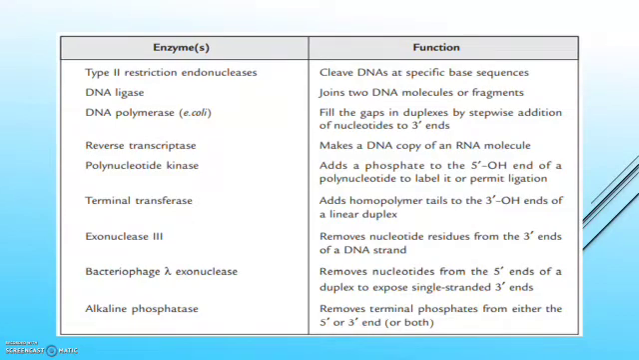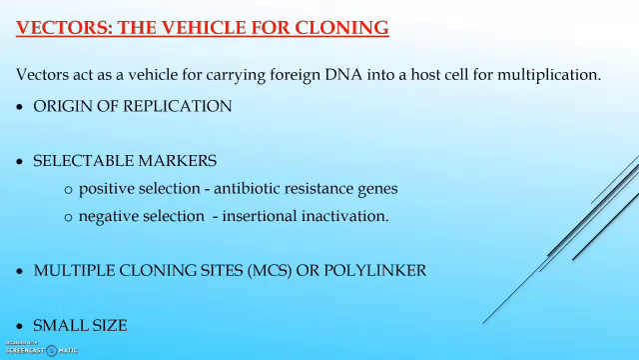Recombinant DNA molecule is synthesized by various enzymatic processes. Now it should be transferred into the host cell, and this transfer can be done with the help of vectors, which are the vehicle for cloning. These vectors act as a vehicle for carrying the foreign DNA or recombinant DNA into the host cell, whereby they go for multiplication. Usually small circular DNA molecules of bacterial origin are used as cloning vectors.